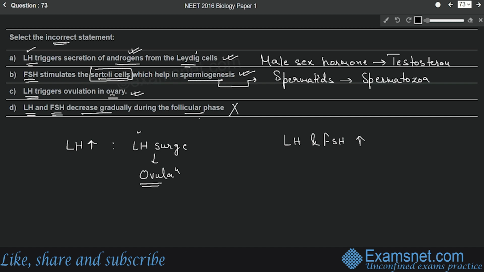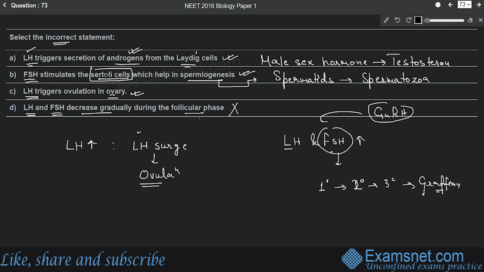Now when it happens, then these two hormones, especially the follicular stimulating hormone, leads to the development of the follicles from primary follicle to secondary follicle to tertiary follicle and then finally to the Graafian follicle. Okay, and we know that these two hormones are known as gonadotropins because these are under the influence of which hormone? Gonadotropin releasing hormone that is secreted by the hypothalamus. Okay, so these two are gonadotropins. So this is the incorrect statement. So out of the four, the last one, that is option D, will be the correct answer.